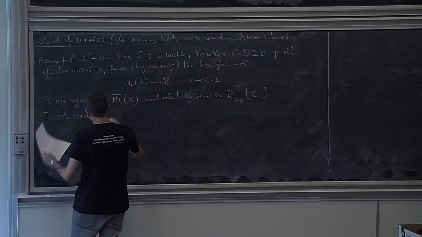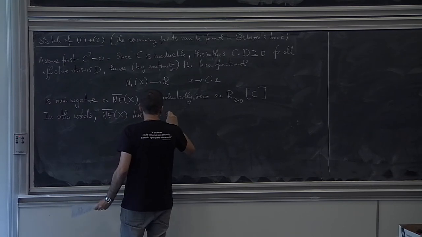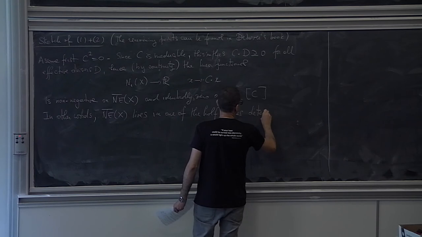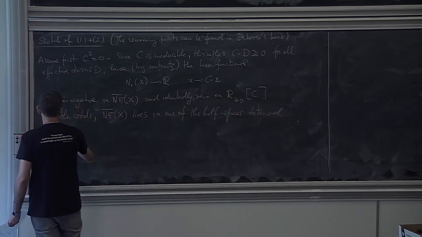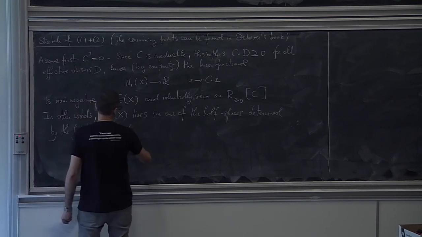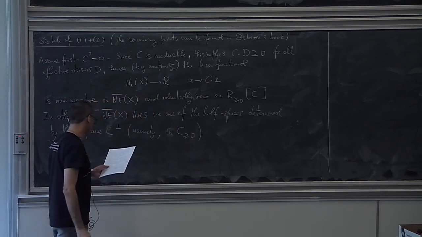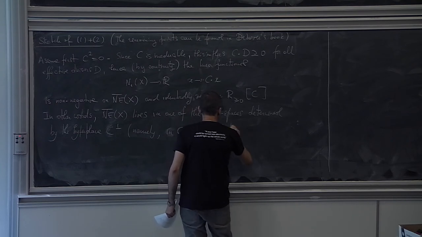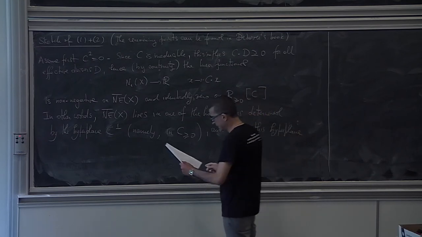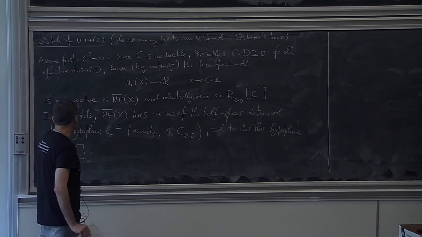In other words, what happens? The Mori cone lives in one of the half spaces determined by the hyperplane C orthogonal, namely in the half space C times x greater than or equal to zero, and touches this hyperplane at C, because C squared is zero. By convexity, this means that this is on the boundary.